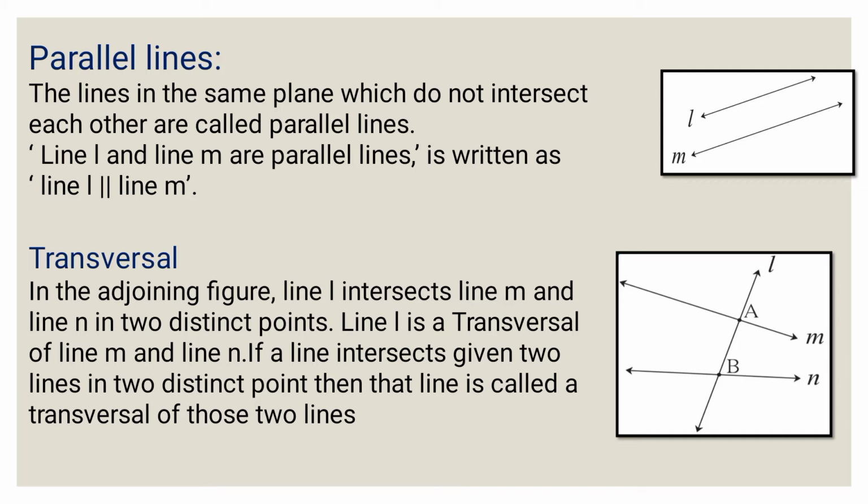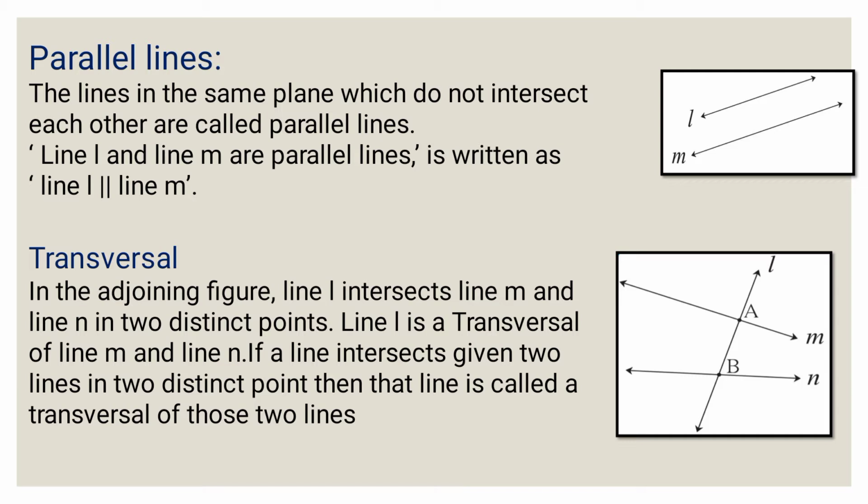First, parallel lines. The lines in the same plane which do not intersect each other are called parallel lines. Line l and line m are parallel lines. This is written as line l is parallel to line m.